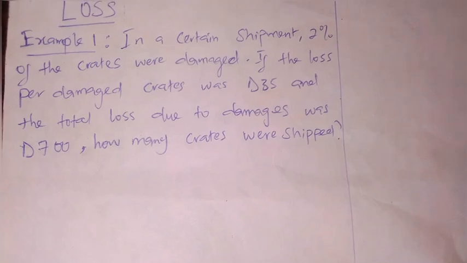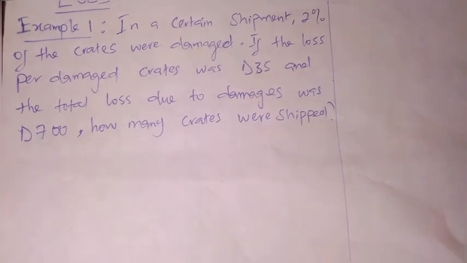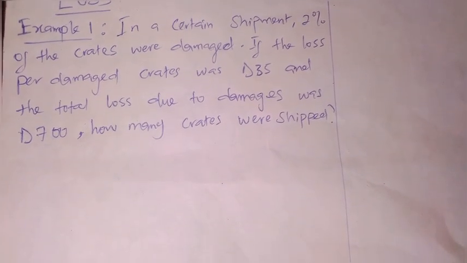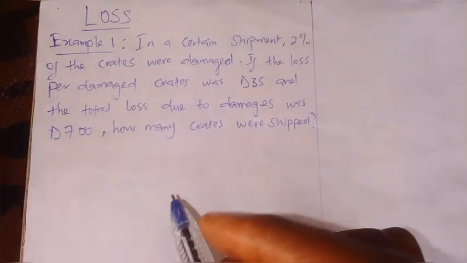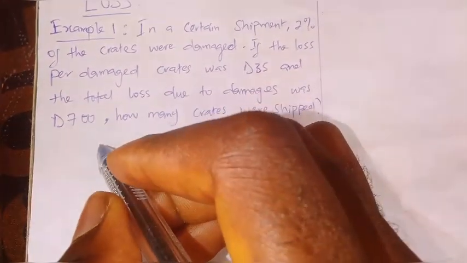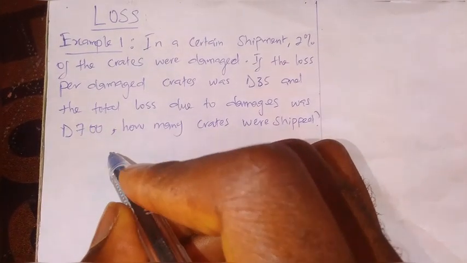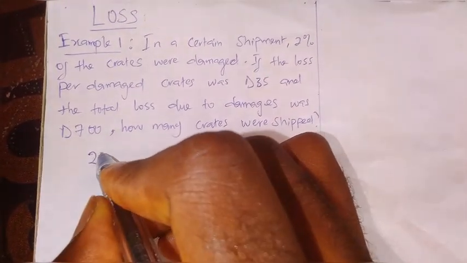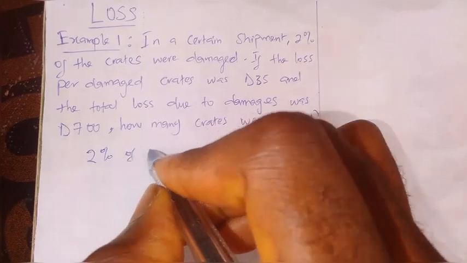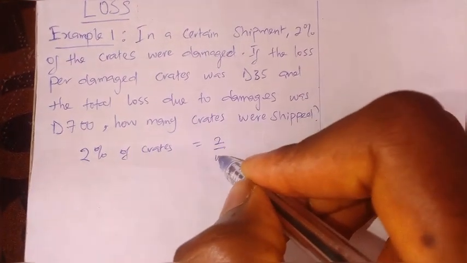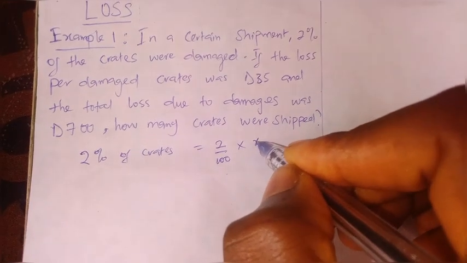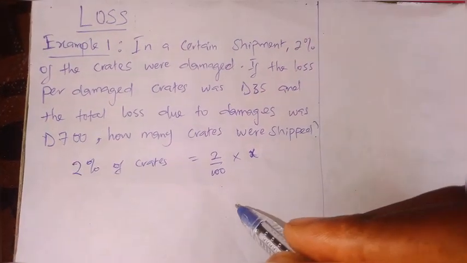If the loss per damaged crate was D35 and the total loss due to damages was D700, how many crates were shipped? Now in the first instance, what do we have? 2% of the crates were damaged. So that's 2% of crates, which represents what? 2 over 100 times number of crates, which I don't know yet.